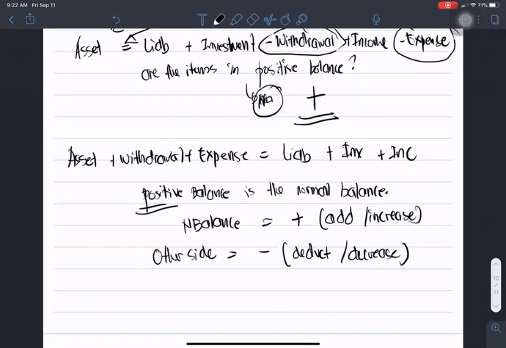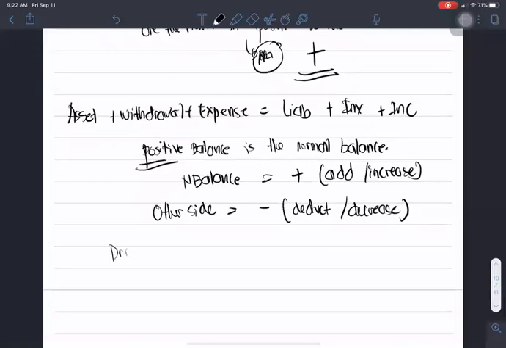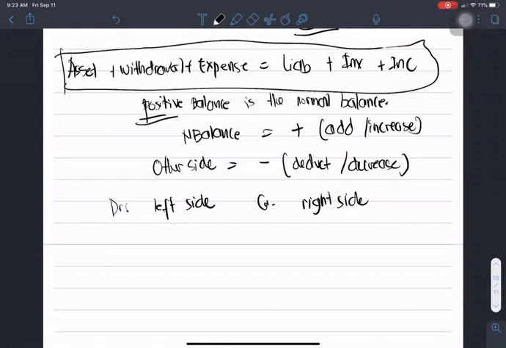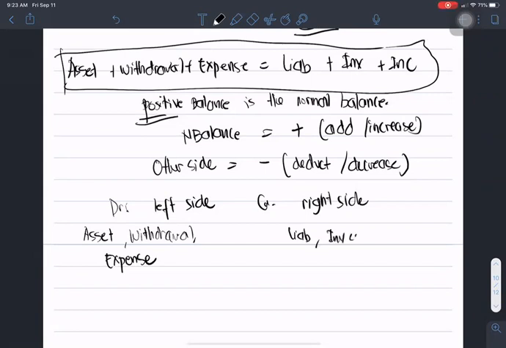Now, pagsamahin natin yung natutunan natin kanina na ang debit ay left side, ang credit ay right side. Okay. So what are the items on the left side of the equation? This is our equation. Asset plus withdrawals plus expense is equal to your liabilities plus investment plus income. The items on the left side are asset, withdrawal, and expense. What are the items on the right side? We have your liabilities, investment, and your income.